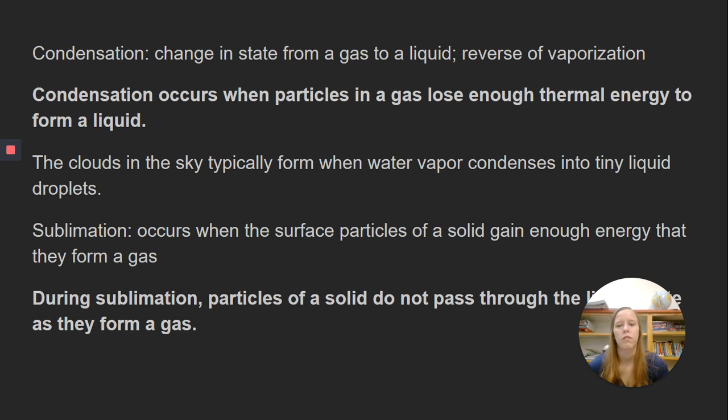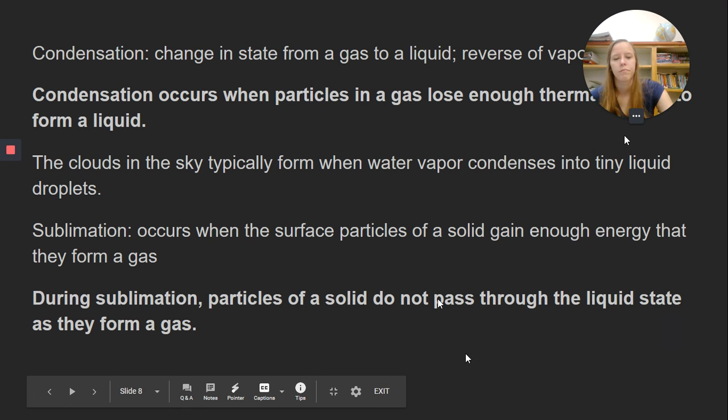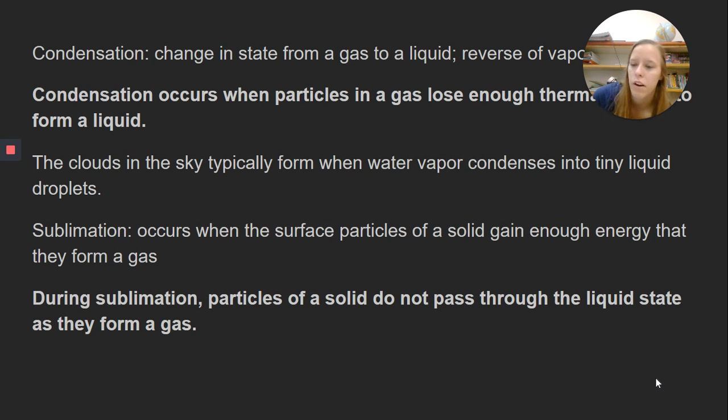So condensation occurs when particles in a gas lose enough thermal energy to form a liquid. Okay, the clouds in the sky typically form when water vapor condenses into tiny liquid droplets. So right before it rains, you have that water vapor that then moves into liquid for your rain. Okay, and then sublimation occurs when the surface particles of a solid gain enough energy that they form a gas. Let me move my bubble so we can read this key point. So during sublimation, particles of a solid do not pass through the liquid state as they form a gas. So it goes straight from solid to gas.